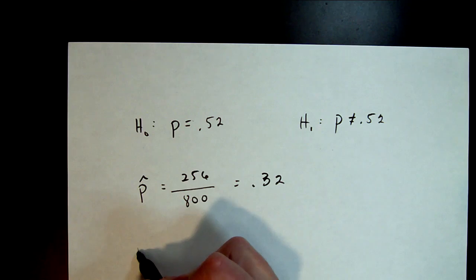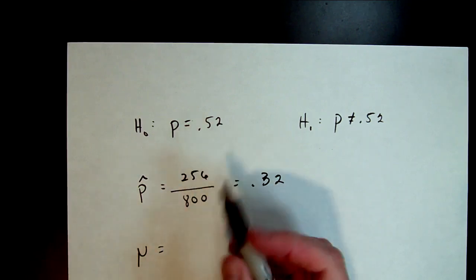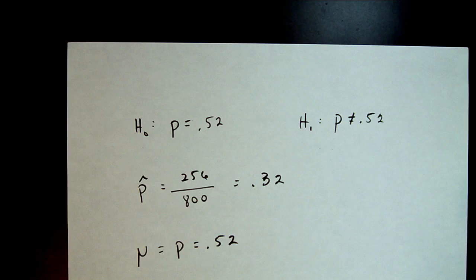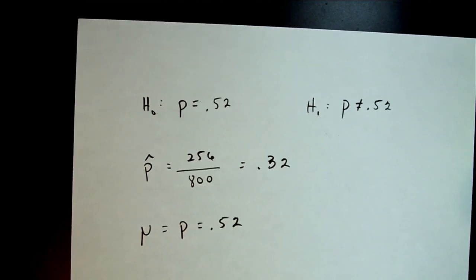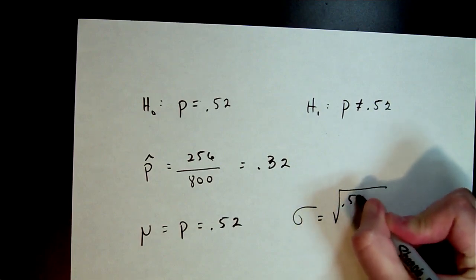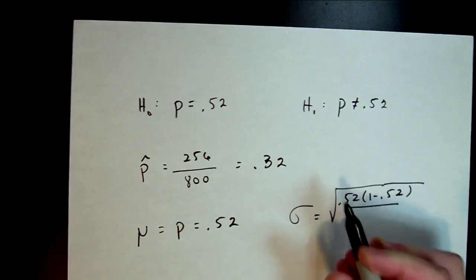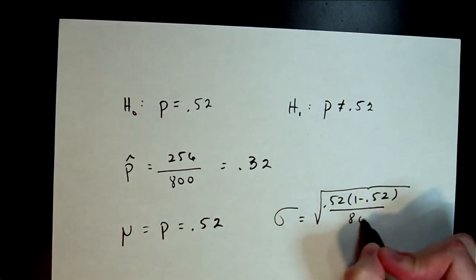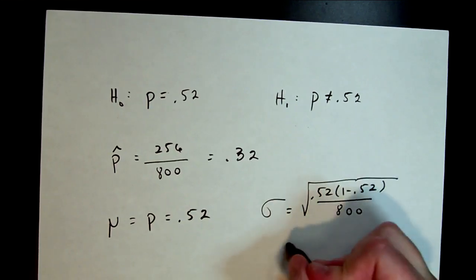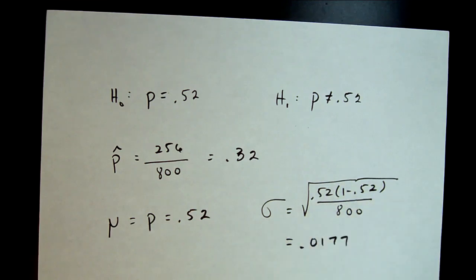Let's see, the mean is the population proportion given in the null hypothesis. The standard deviation is that mean, times 1 minus the mean, over sample size, all under the square root. Doing that on a calculator, we get 0.0177.